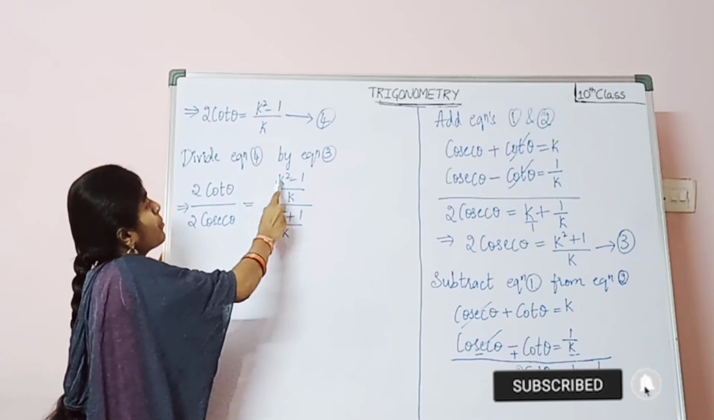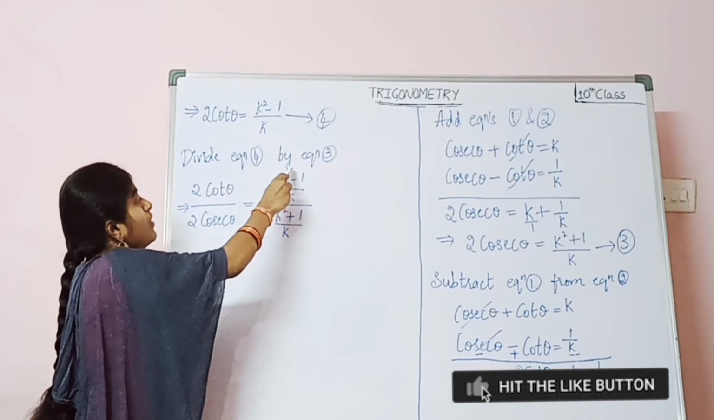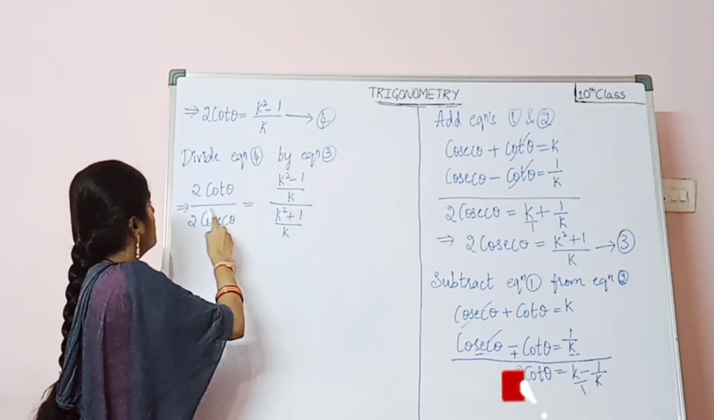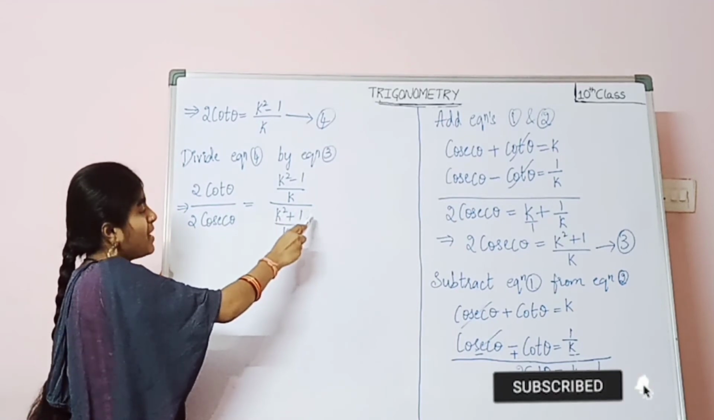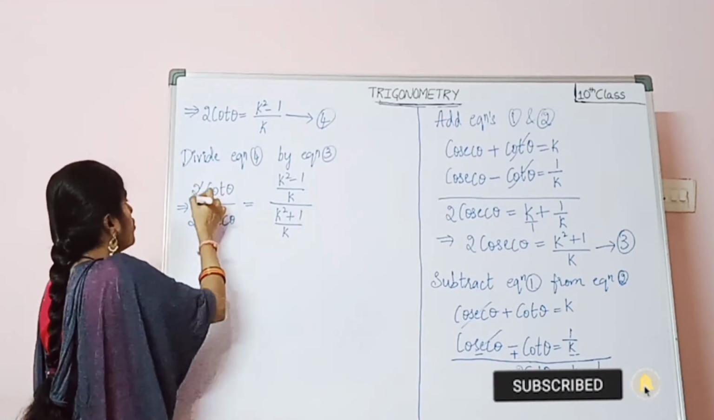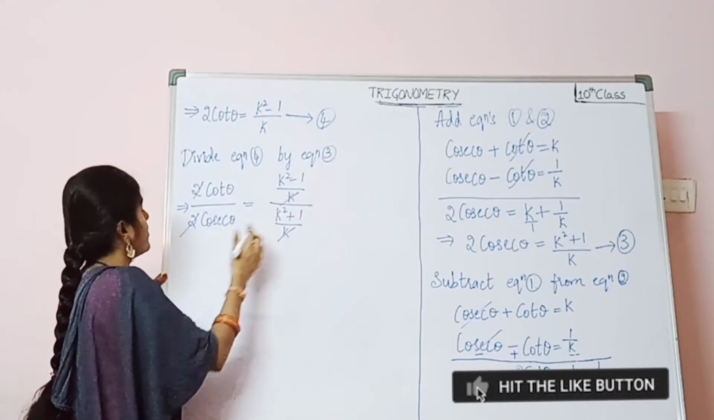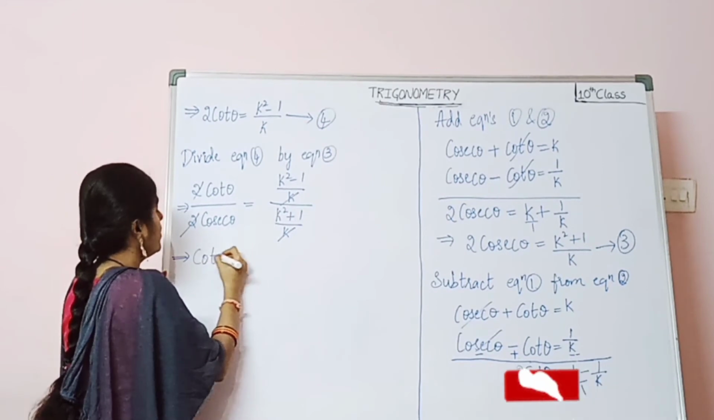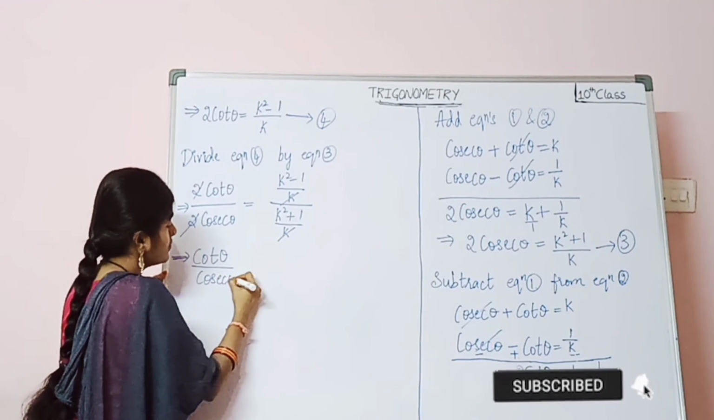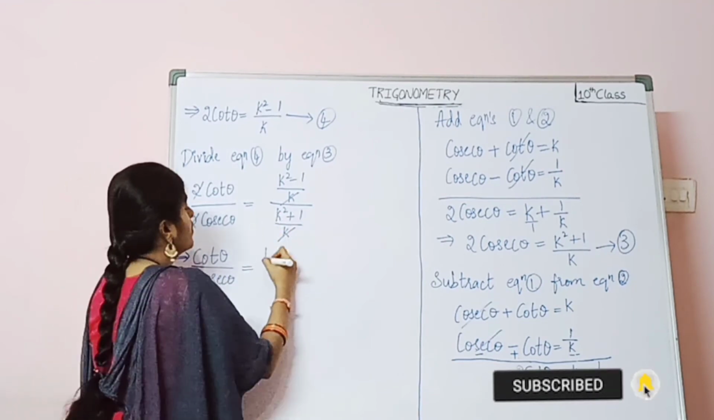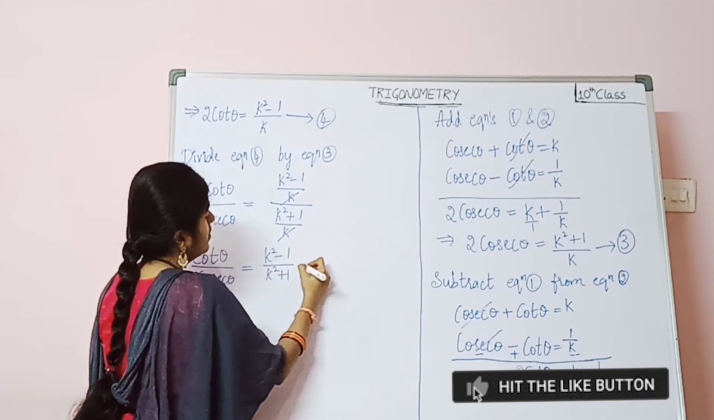Divide equation 4 by equation 3. What is equation 4? 2 cot theta equals K square minus 1 by K. What is equation 3? 2 cosecant theta equals K square plus 1 by K. Now both 2's are cancelled, and both K's are cancelled. So what is remaining? Cot theta by cosecant theta equals K square minus 1 by K square plus 1.